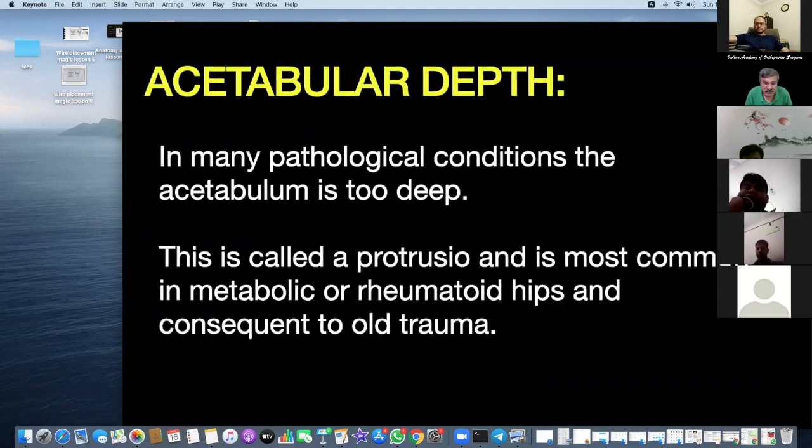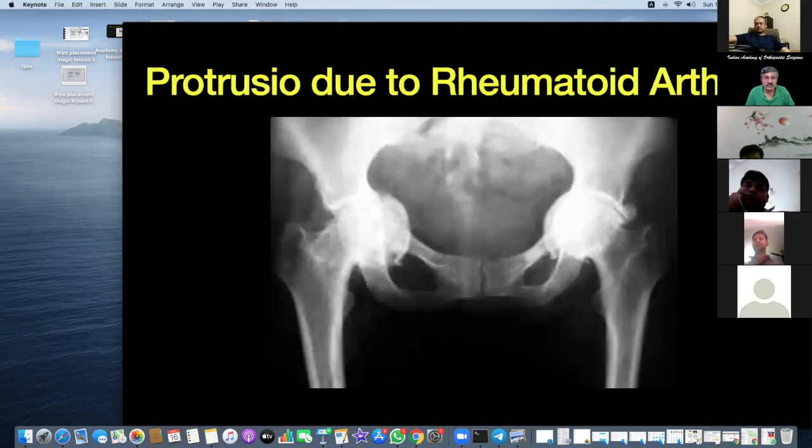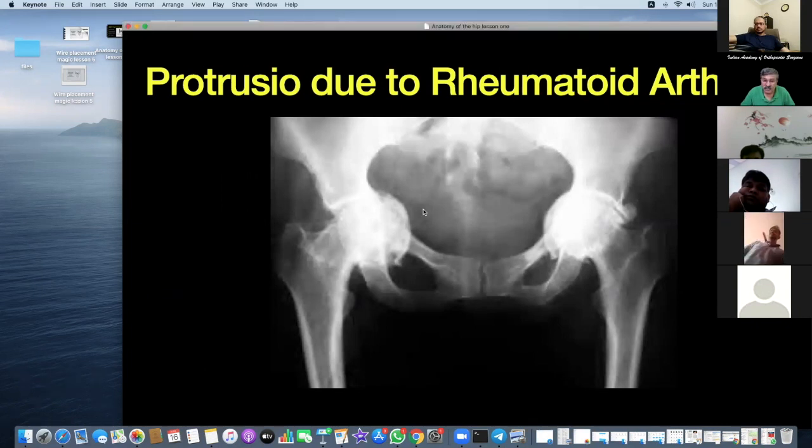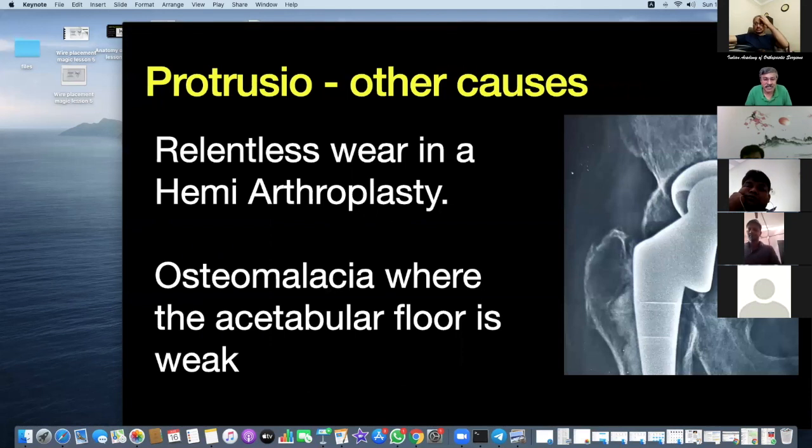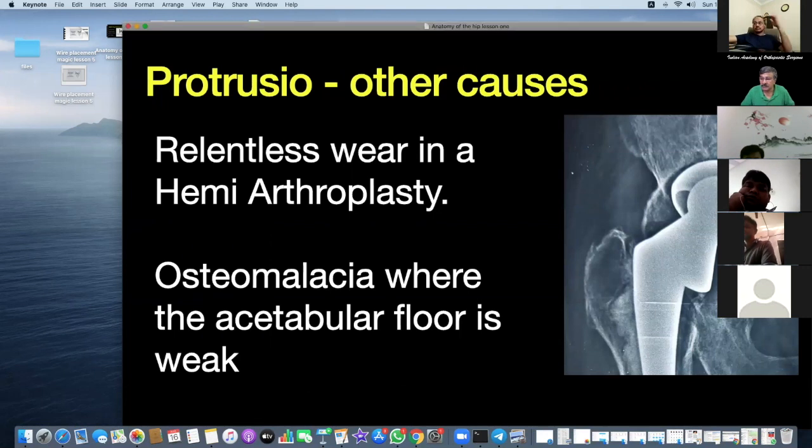In many pathological conditions, the acetabulum is too deep. This is the opposite of a shallow acetabulum and is called protrusio. For example, this is a bilateral rheumatoid arthritis, and you can see how much inside the head has gone and how thin, paper thin, the acetabular wall will be. Relentless wear in hemiarthroplasty, especially in osteomalacia and osteoporosis, can also cause this form of protrusio.